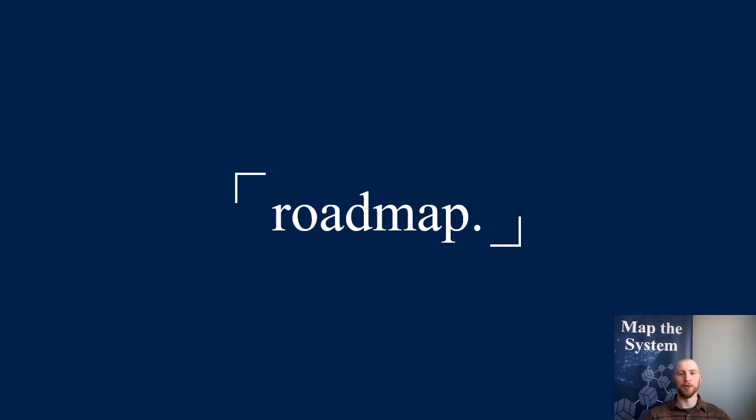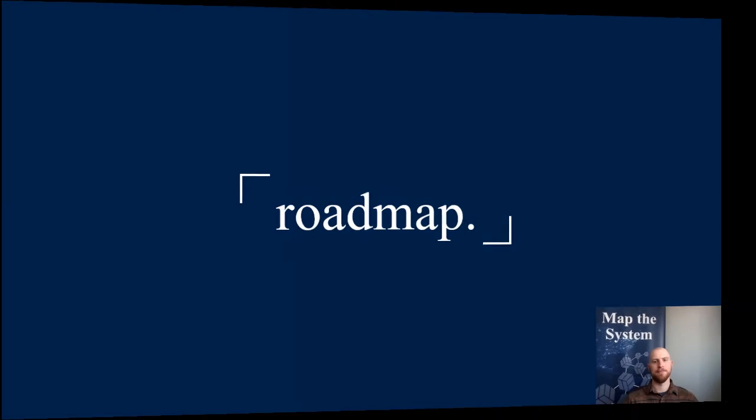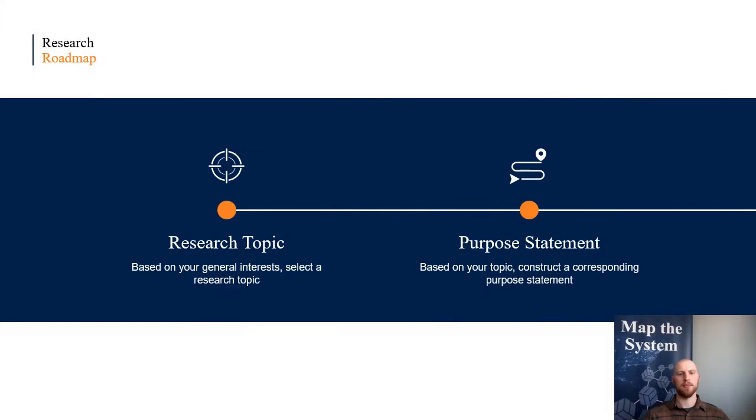So, without further ado, let's turn to the general design roadmap. For present purposes, research design may generally be said to begin with the selection of a particular topic based on one's interests. And based on this topic, it then makes sense to construct a corresponding purpose statement, more on which will be said shortly.